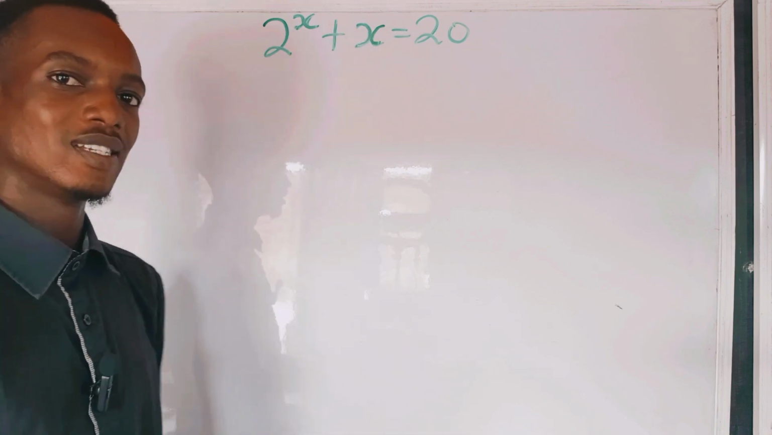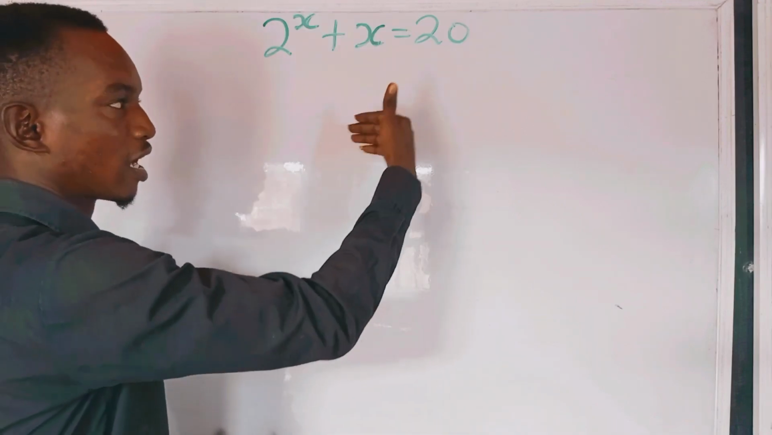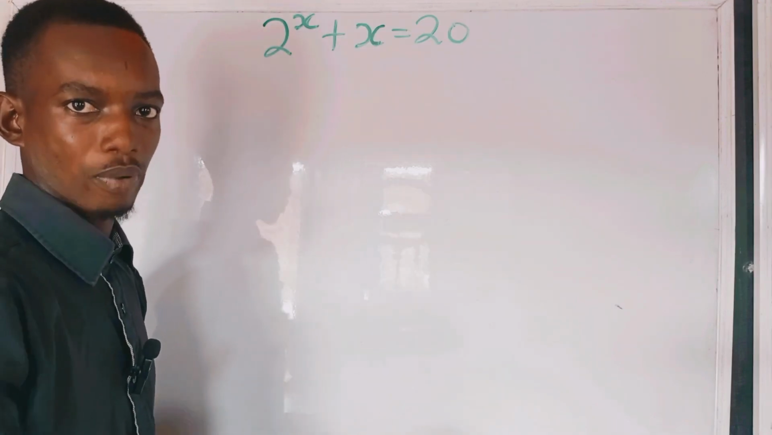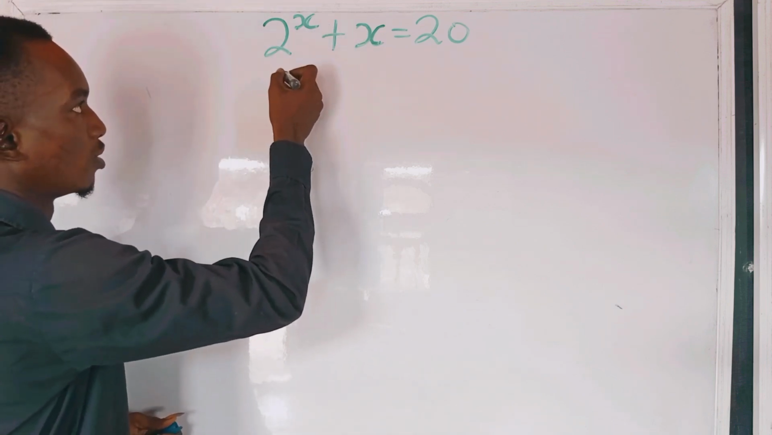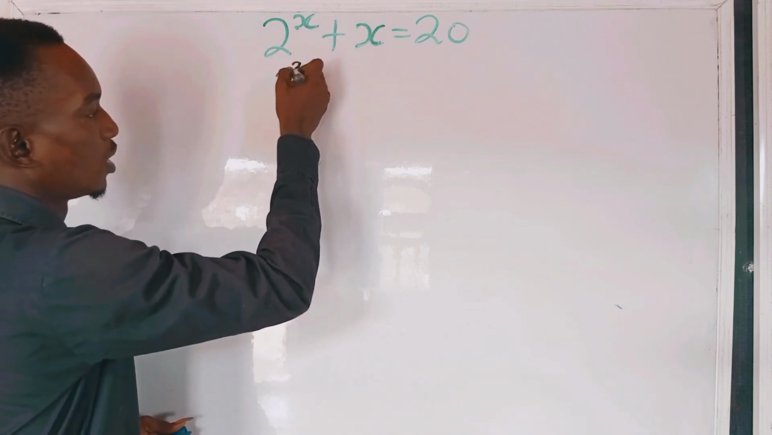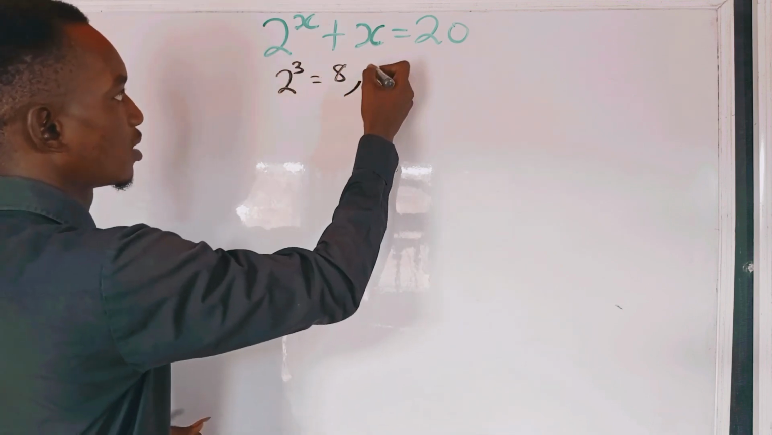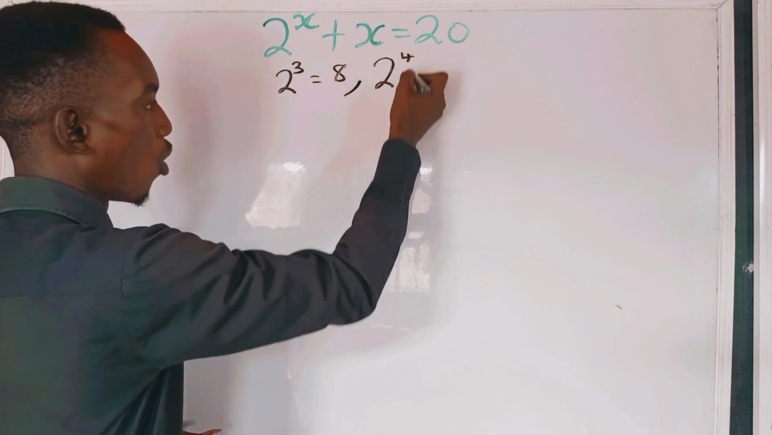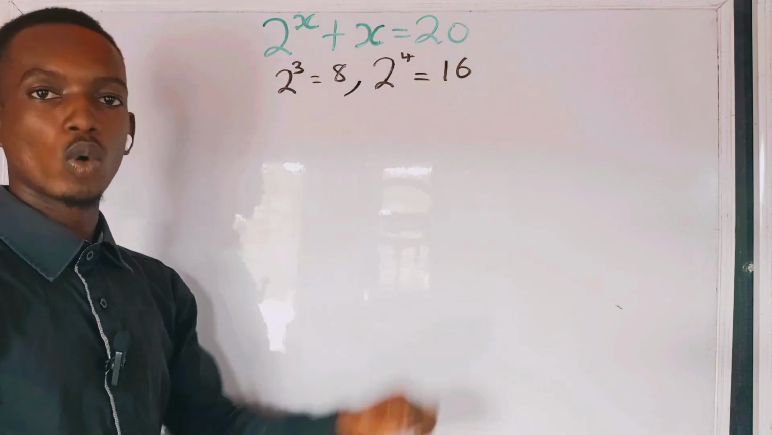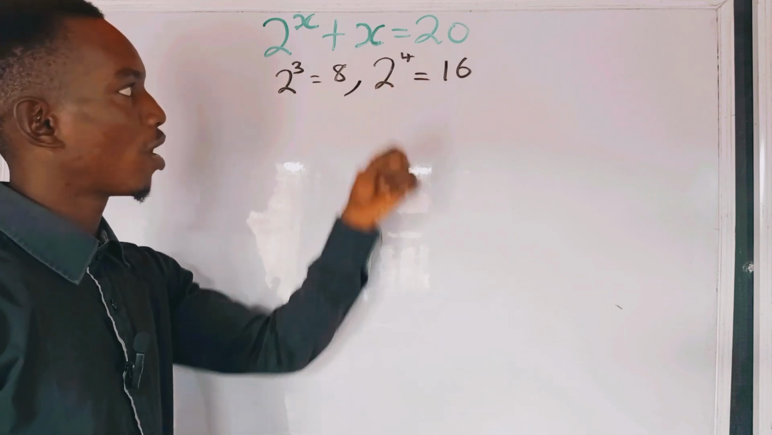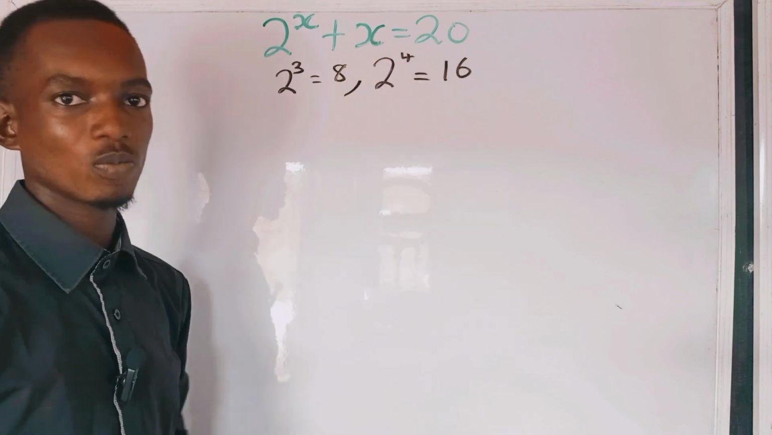Now we have to do our analysis. Let us check the powers of 2 that are close to 20. Let's start with 2 to the power of 3. 2 to the power of 3 is 8. 8 is still far. Let's say 2 to the power of 4. 2 to the power of 4 is 16, which is close to 20. Then 2 to the power of 5 will give us 32, which is above 20. That means x cannot be 5.